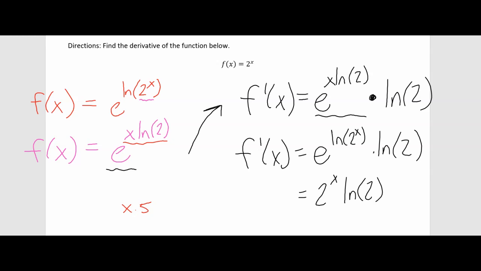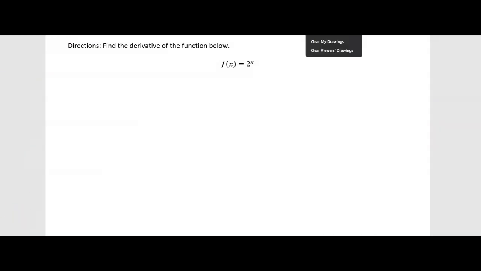You may also frequently see it written the other way. So the natural log of 2 times 2 to the power of x. Obviously, both of those mean the same thing. There is your most simplified derivative of 2 to the power of x. Okay, let's jump to the next page real quick.